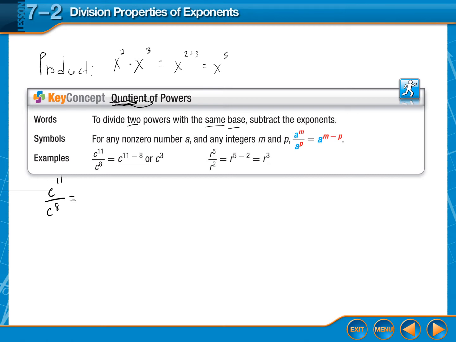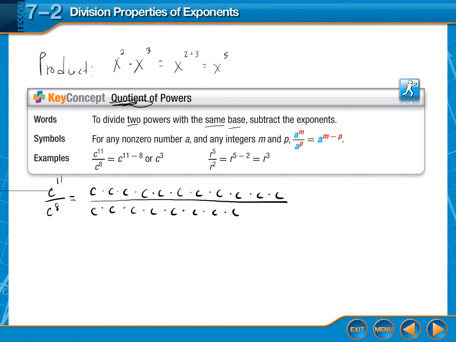Remember back to what an exponent is. It's got a base and an exponent. The base is what's being multiplied, and the exponent tells us how many times to multiply it. So c to the 11th power means we're multiplying c 11 times. 6, 7, 8, 9, 10, 11. So we've got 11 c's here in the numerator. And in the denominator, we've got c to the 8th power. So that means we're multiplying c 8 times in the denominator. Make sure that's 8. 1, 2, 3, 4, 5, 6, 7, 8.